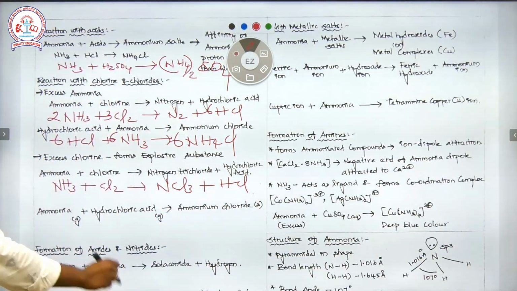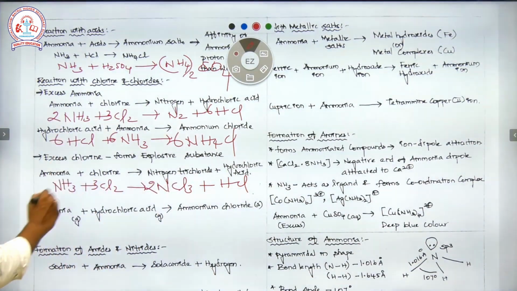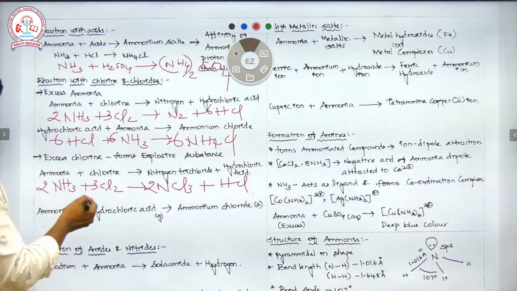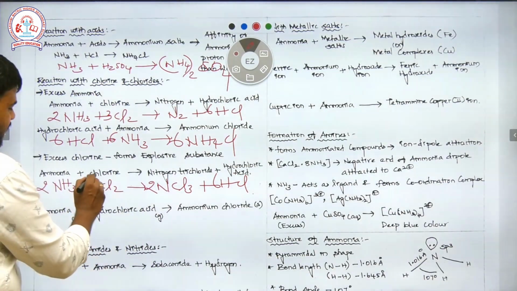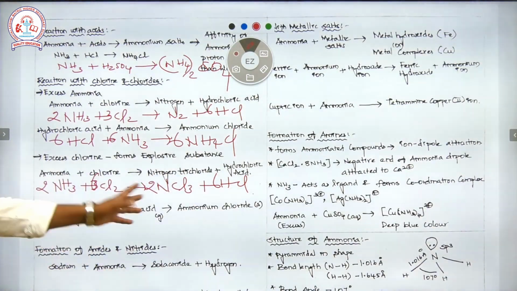To balance, chlorine here is 3. If I make ammonia 2, chlorine becomes 6, so I'll make it 3. Nitrogen becomes 2, so hydrogen becomes 6 here. Hydrogen becomes 6, so I'll make HCl 6. So chlorine almost becomes 12 here, so I need to make it 6 here. Or you can just keep it as 1, 3, 1, 3 in the stoichiometry and leave it.